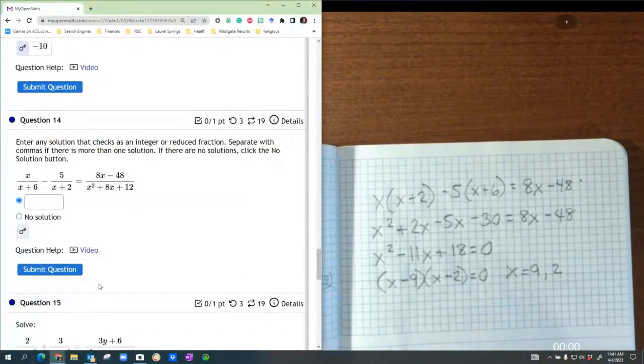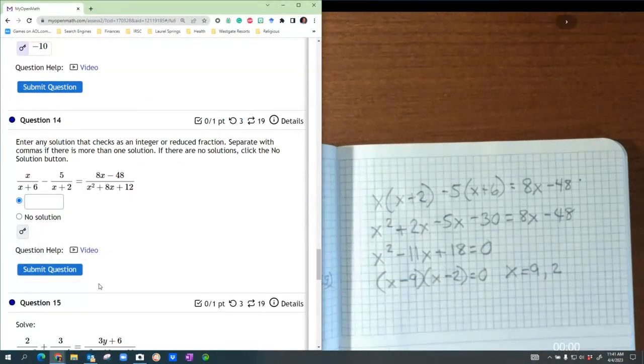Now I come back to the original equation to determine if I have any zeros that fall out. And then I'm going to go ahead and see that it does not.